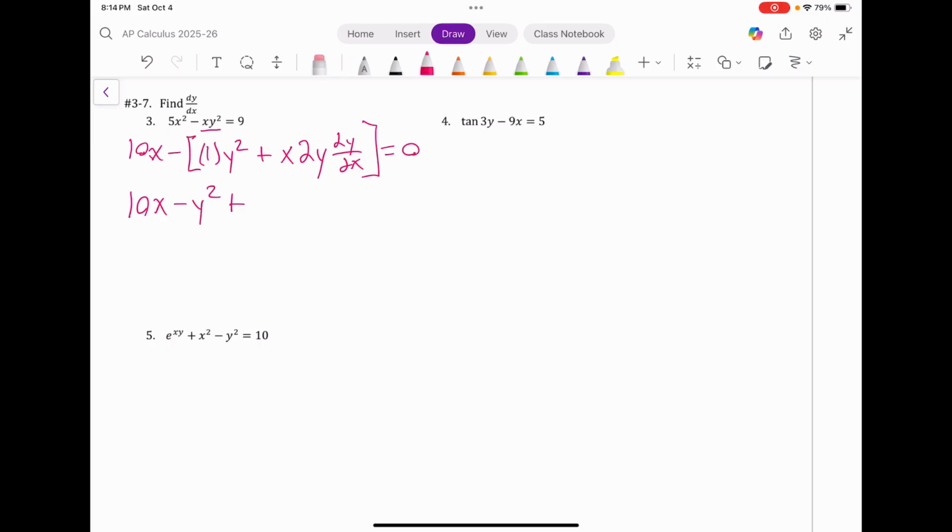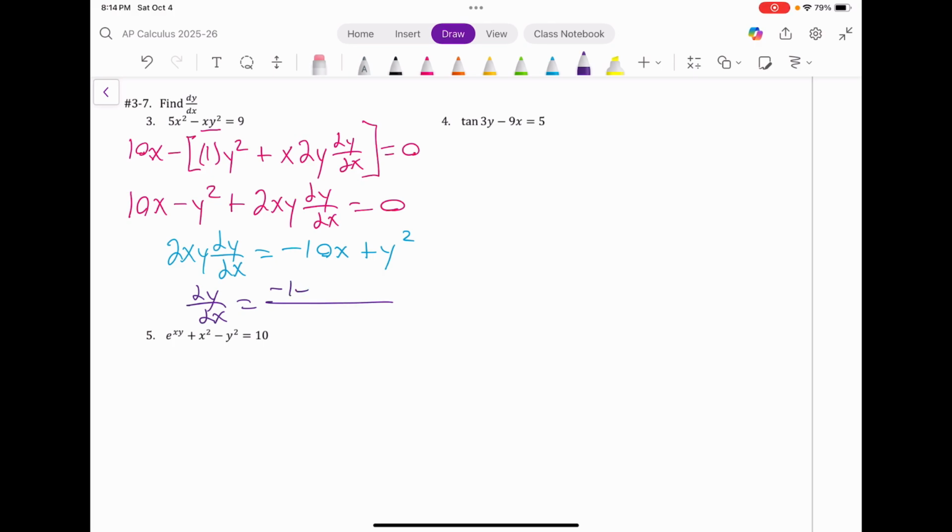I'm gonna move that 2 to the front, just because I like coefficients up front. All right. Move everything to the other side that does not have a dy/dx on it. So 2xy dy/dx will stay on the left side, and then we'll subtract 10x over and add y squared over. So last thing, divide by the 2xy. So we got negative 10x plus y squared all over 2xy.